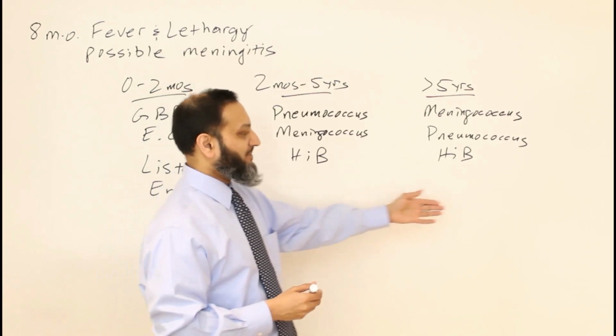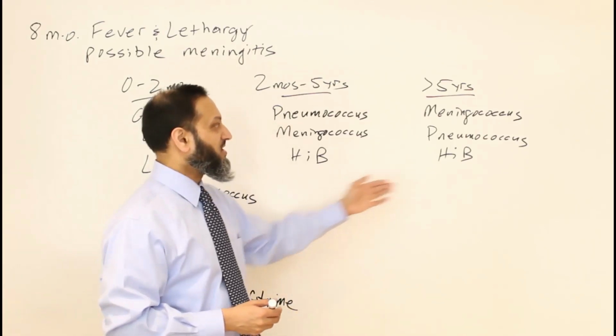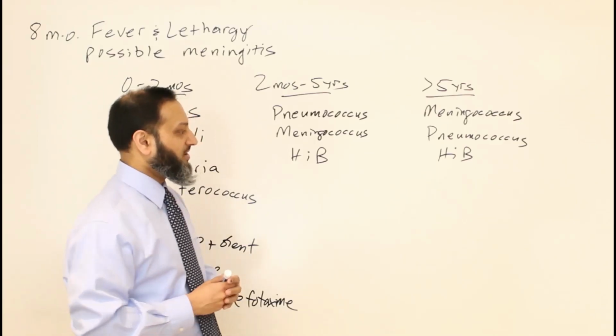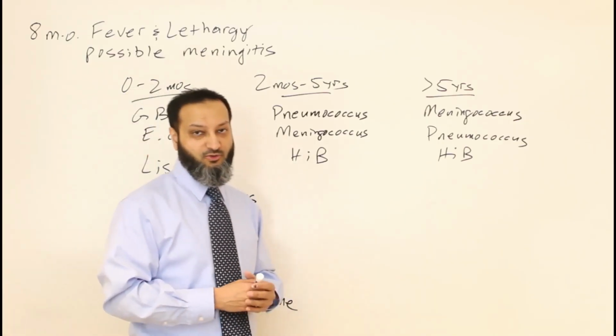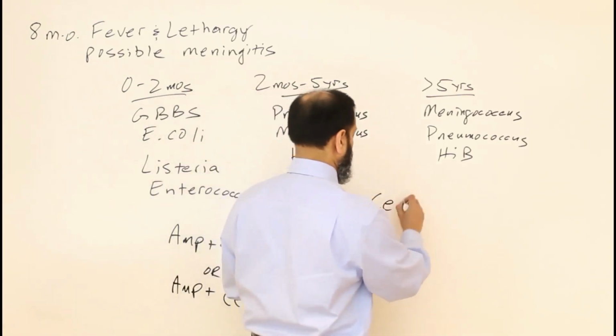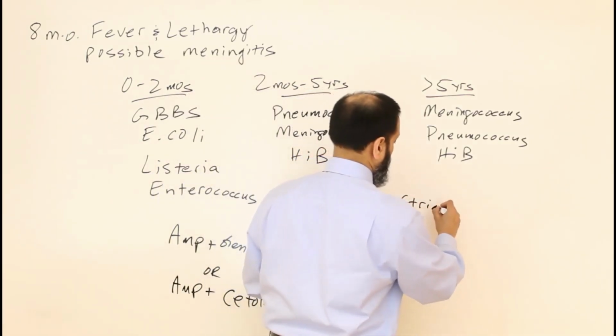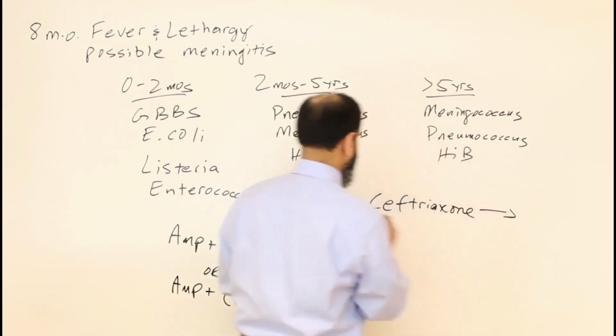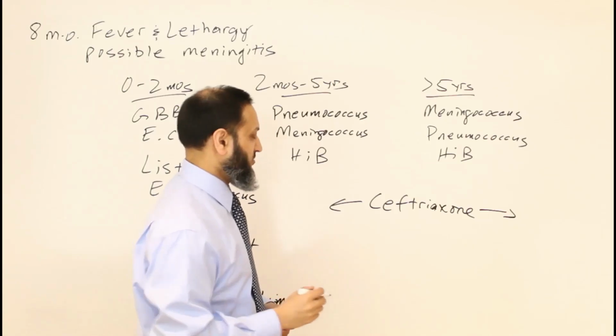Now, what is the empiric antibiotic of choice that you're going to use in both of these age groups, since it is the same organisms you're worried about? In this age group, you're going to use empirically IV ceftriaxone, right? So this is where you're going to use your ceftriaxone, to cover both of these types of organisms.